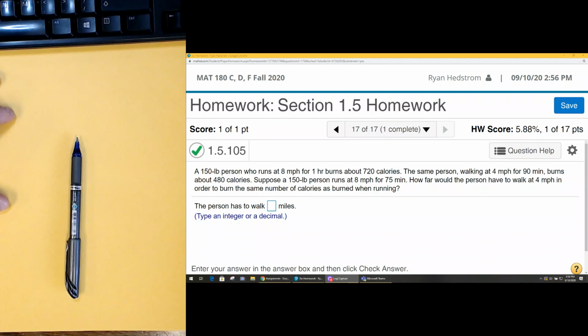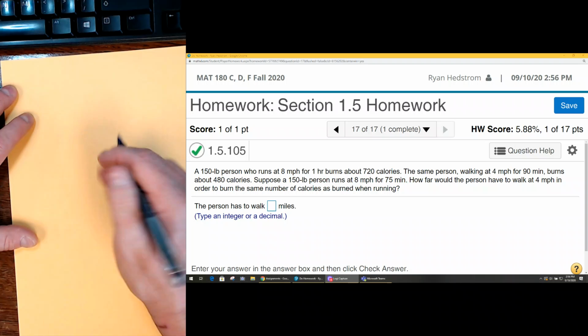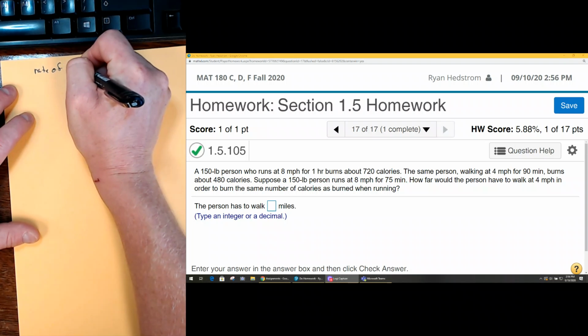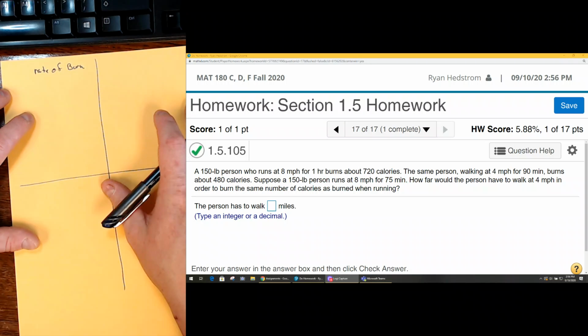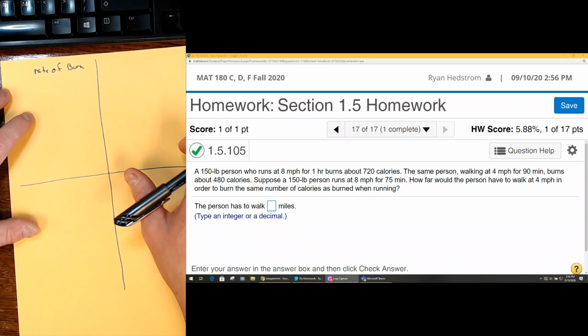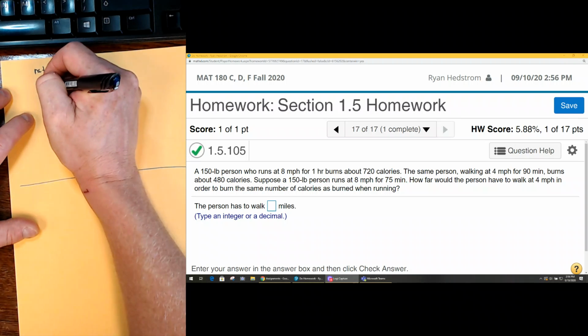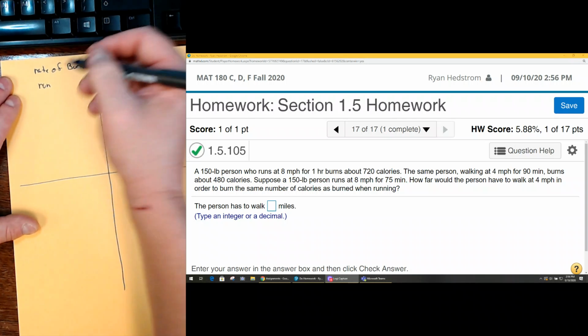So let's talk about how we're going to solve this problem. The first thing we want to do is figure out the rate of burn. One thing that we don't care about until the very end of this problem is the speed at which they're going. If they are running, they're going to burn 720 calories in 1 hour.